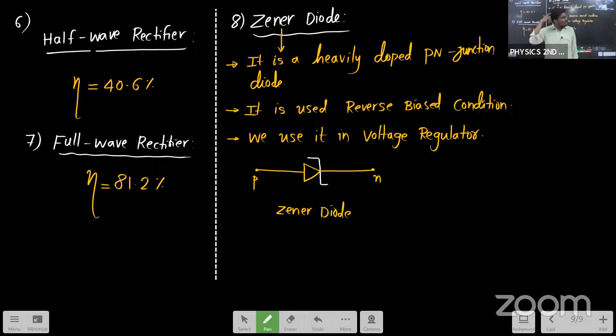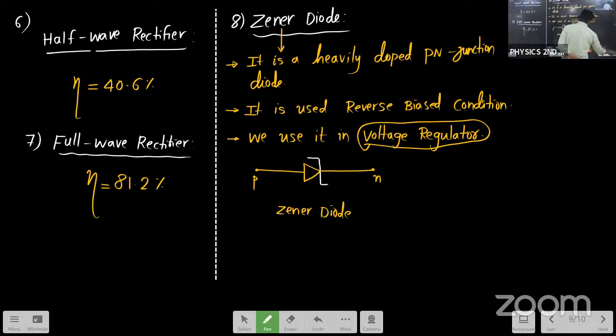Whenever the input voltage is fluctuating, but I still want to get a constant output voltage, what will we use? We'll use a voltage regulator. So what is there in a voltage regulator? In a voltage regulator, we'll have a Zener diode. You might have seen that in olden days, we used these voltage regulators to protect devices like televisions and fridges. Nowadays, you will see these voltage regulators near ACs.